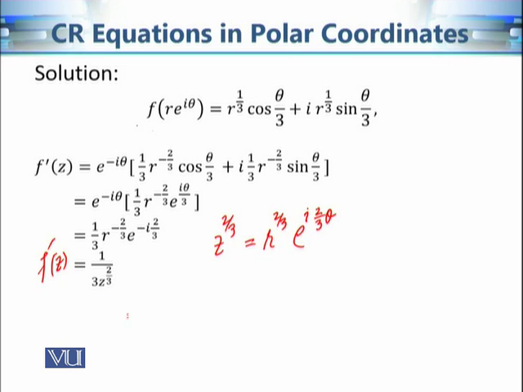So in fact f of z is z raised to power 1 by 3, and the derivative of this is basically equal to 1 by 3 z raised to power minus 2 by 3, which we have calculated using the polar coordinate version of Cauchy-Riemann equations.